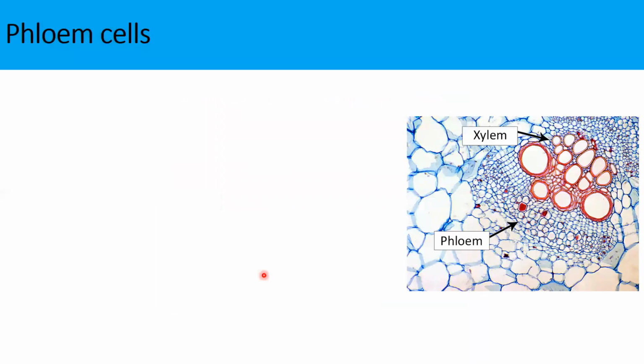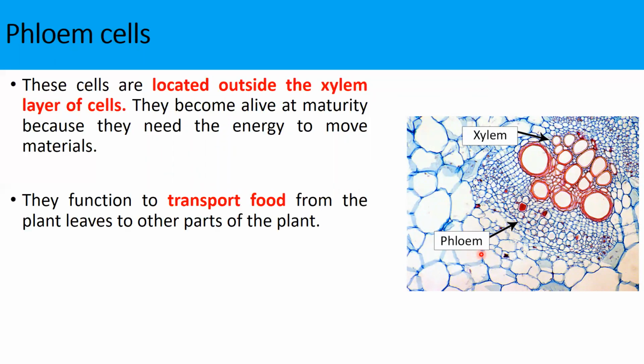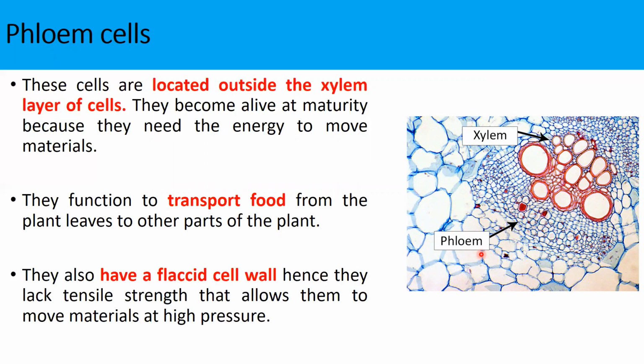Phloem cells. So these cells are located outside the xylem layer of the cells, as you can see here in this diagram. They become alive at maturity because they need the energy to move materials. They function to transport food from the plant leaves to other parts of the plant. They also have a flaccid cell wall, so they lack the tensile strength that allows them to move materials at high pressure.